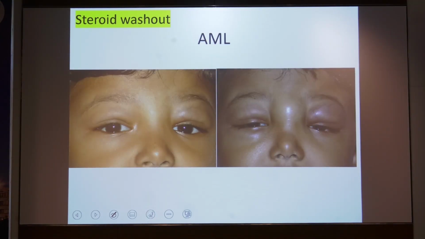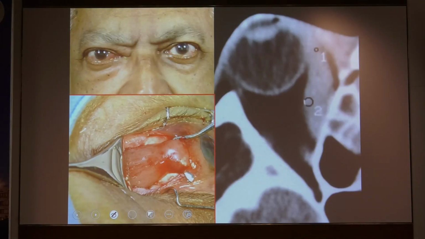There are certain other rules: when you do a biopsy, you have to give a steroid washout. This child had bilateral preseptal masses. Somebody had treated him with steroids with partial resolution, and when we did a steroid washout, his lesion increased in size. If you were to do a biopsy when the patient is on steroids, or off steroids for a very limited number of days, then you would not get the diagnosis of AML.